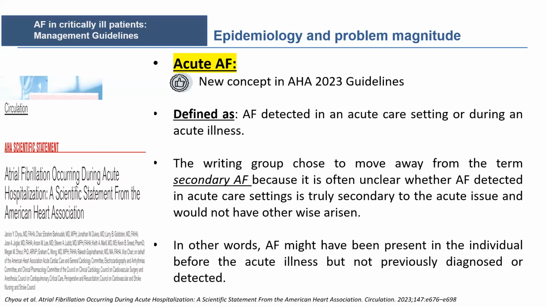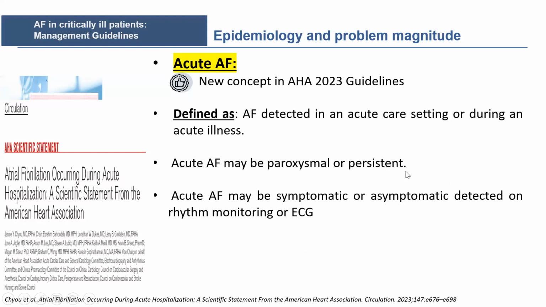So a special terminology is now given in the most recent guidelines, which is acute AF. This acute AF could be either paroxysmal or persistent, and could be symptomatic or asymptomatic. You can just detect it on rhythm monitoring or ECG while the patient is in critical care admission.